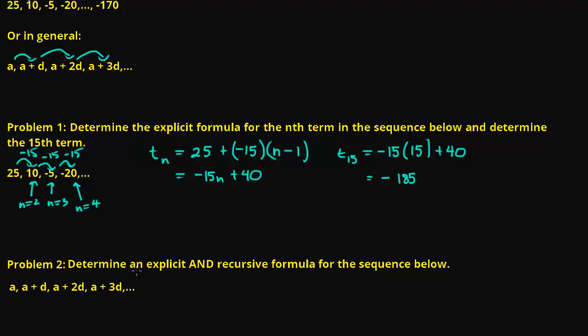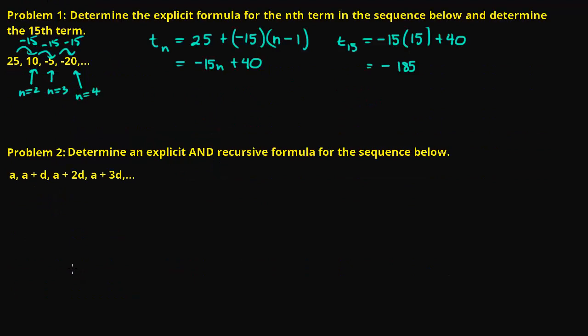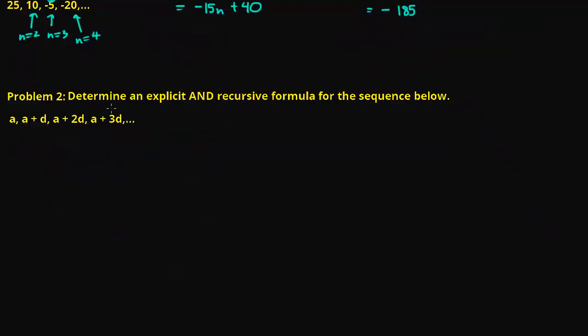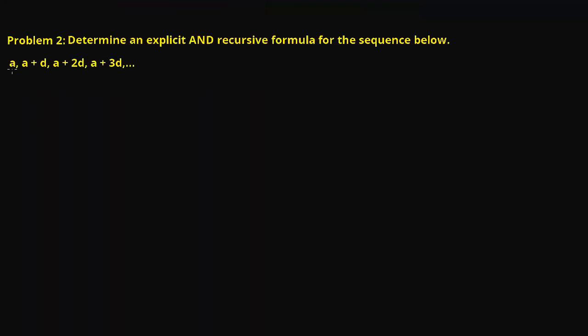Next, it says determine an explicit and recursive formula for the sequence below. This is just a general arithmetic sequence where I have a sequence in terms of the first term, and here I've just added a common difference to the first term to get the next few terms. So let's look at this. D is our common difference and A is our first term.